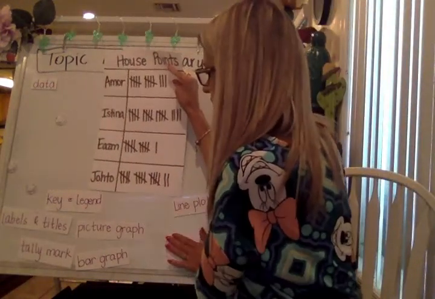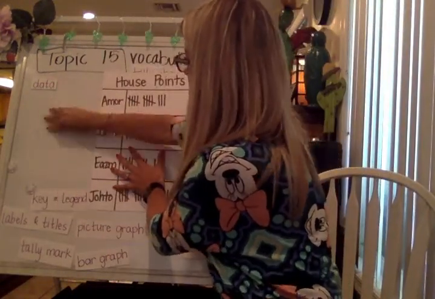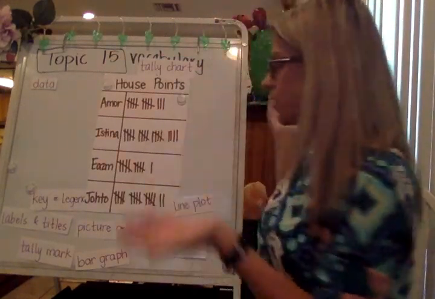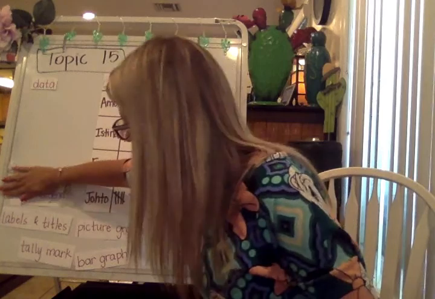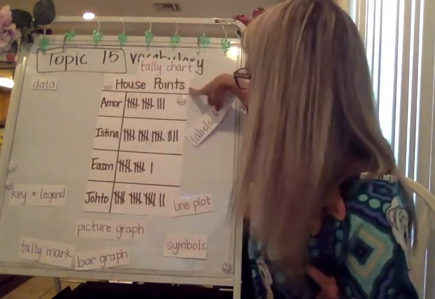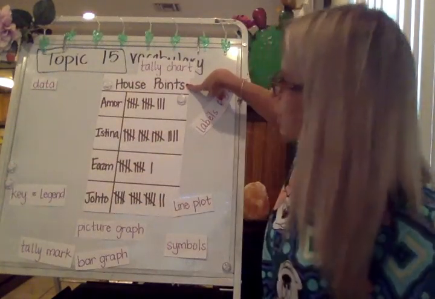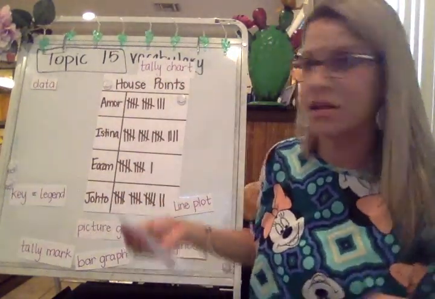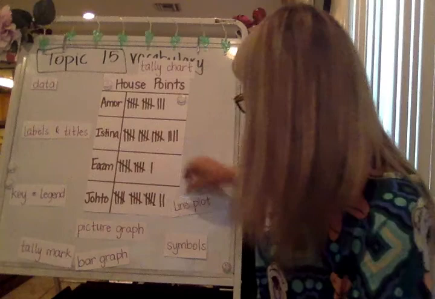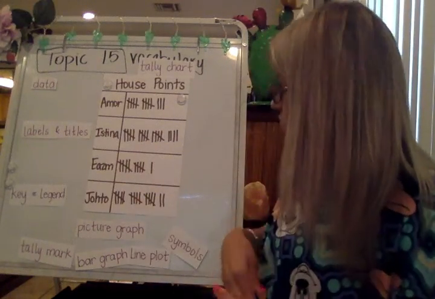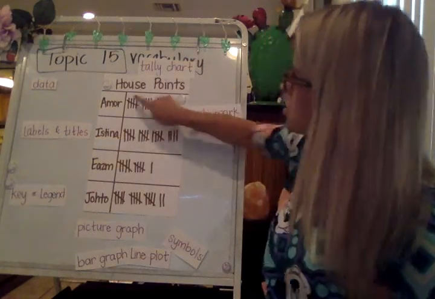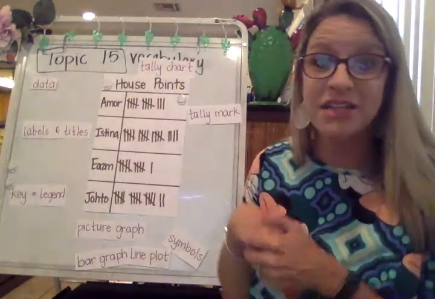Okay, so this is the tally chart. This is another way that we can show data or information. This chart does have the label. It has the label at the top, the title for the house points, and then these side labels as well that tell the different houses that are represented. With the tally chart, we're using tally marks. So these lines right here are tally marks.